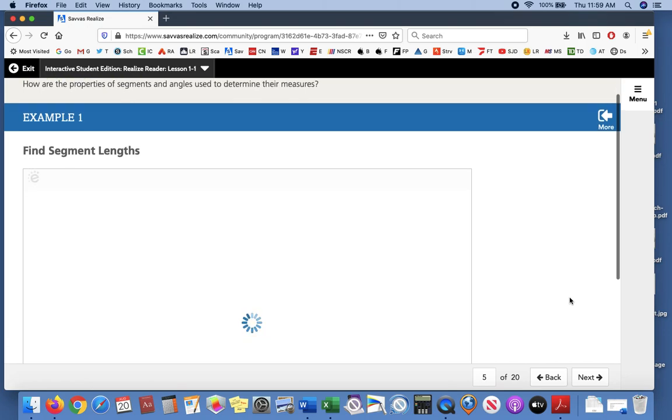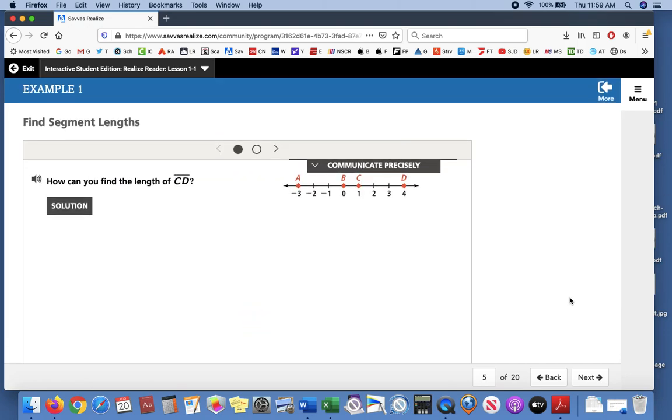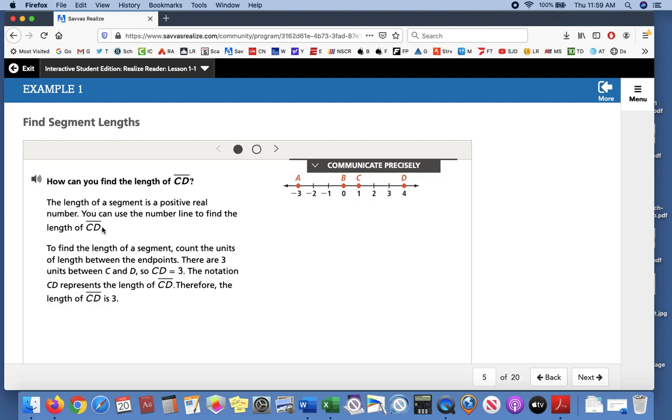Example 1, finding lengths. How can you find the length of segment CD? Notice I said segment CD because it has that bar above it. CD goes from 1 to 4, and that's what you can use. In fact, let's see their solution. From 1 to 4, there's 3 segments: 1, 2, 3. So segment CD has a length of 3.